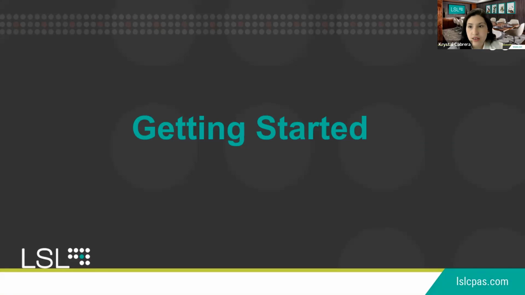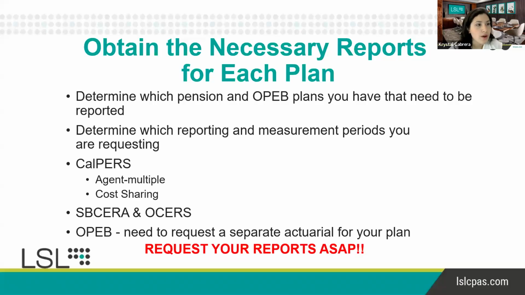So just to get started, what do you need to do when you're starting out, right? We need to obtain all of the necessary reports so that we have everything ready to prepare our journal entries. So the first thing you'll want to do is identify what plans, OPEB and pension, that you guys have that need to be reported on your financial statements.